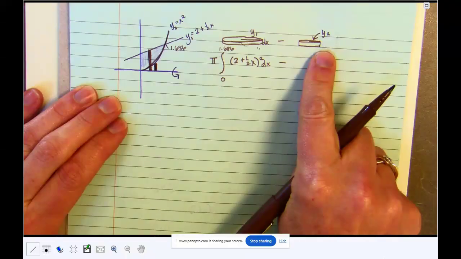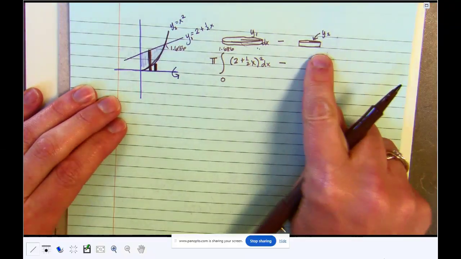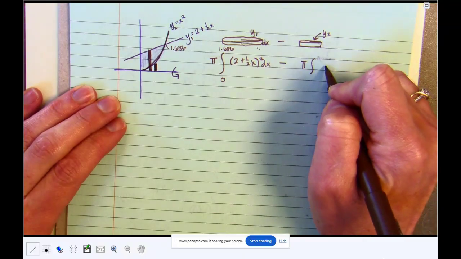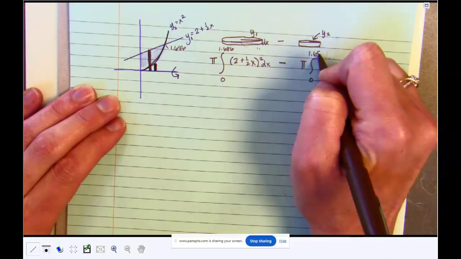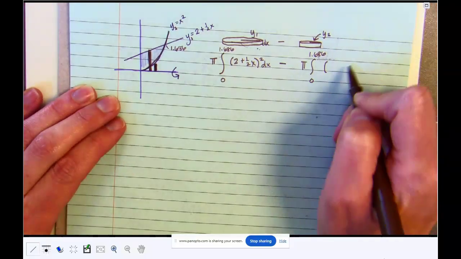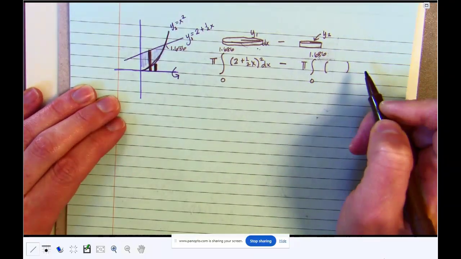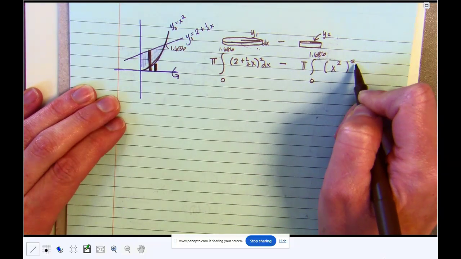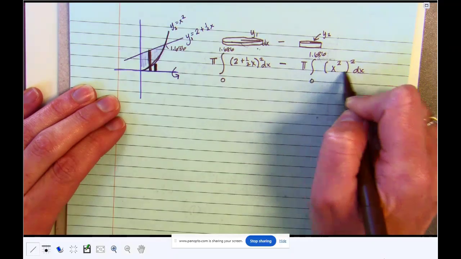We have to remove the donut hole. What is the formula for this one? Pi on the outside. What's the radius? That's going to be x squared. Yeah, x squared. So the radius is x squared, squared again because it's pi radius squared.